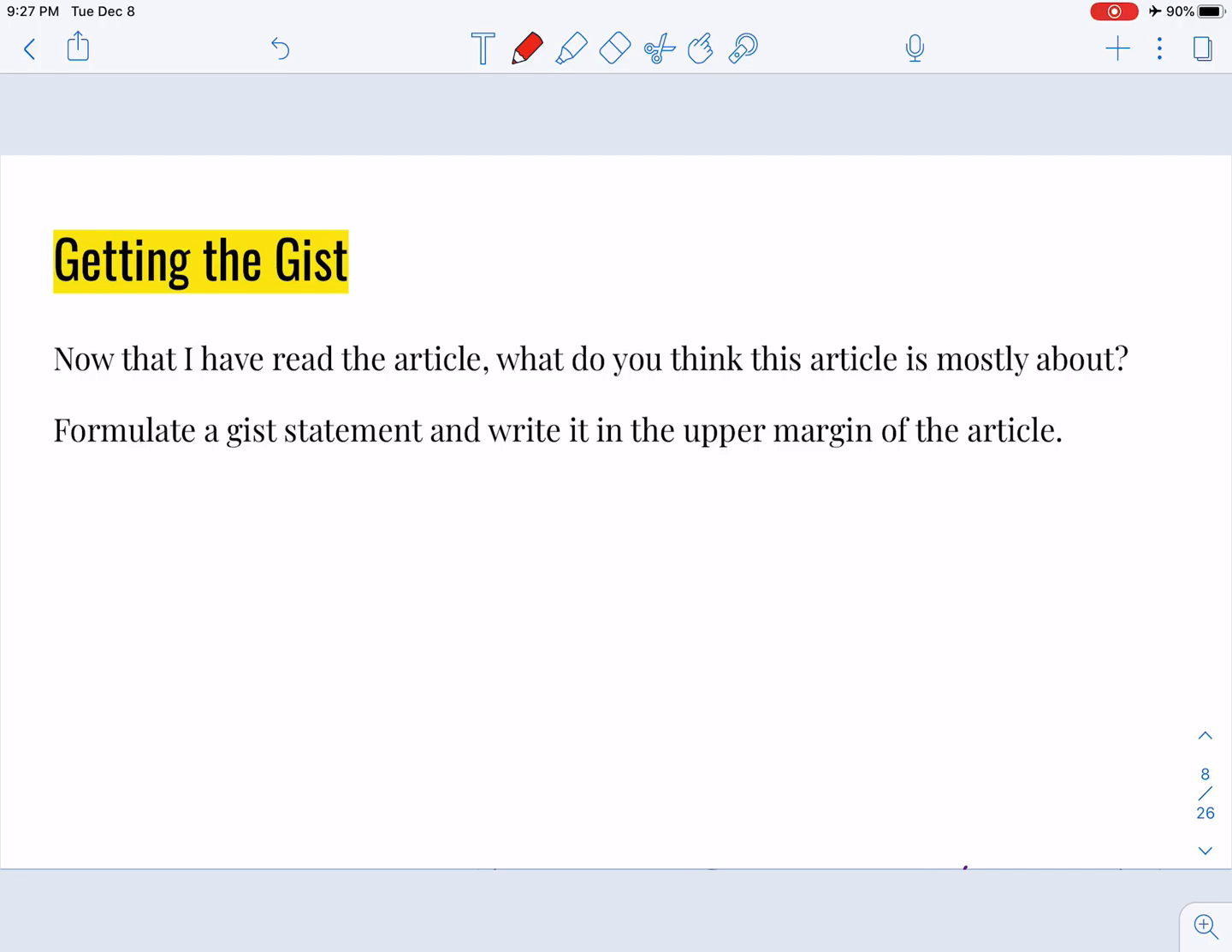Okay, now that I have read that article, what do you think this article is mostly about? Now, I want you to try to formulate a gist statement and write it in the upper margin of the article. Go ahead and pause. When you're ready, come back.